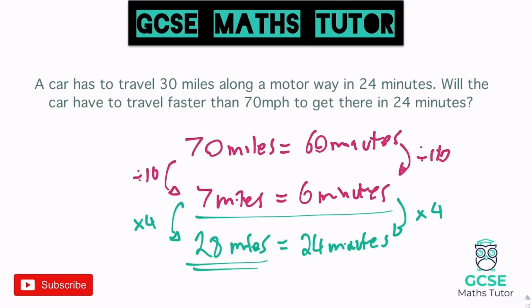And the question said a car has to travel 30 miles. So it's not actually going to be able to make that 30 miles in 24 minutes. It's only going to be able to go 28 miles. It would have to go over 70 miles an hour. So I would make obviously that statement no. Okay, it's only going to go 28 miles, or it's not going to be able to do it in that sort of speed. Or in other words, yes, it is going to have to travel faster than that 70 miles per hour.